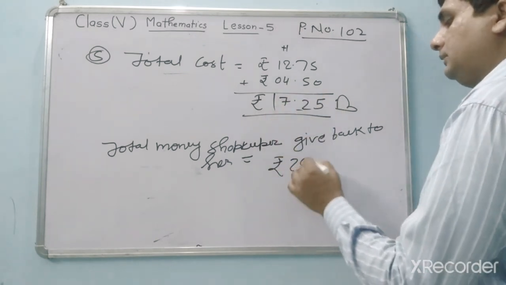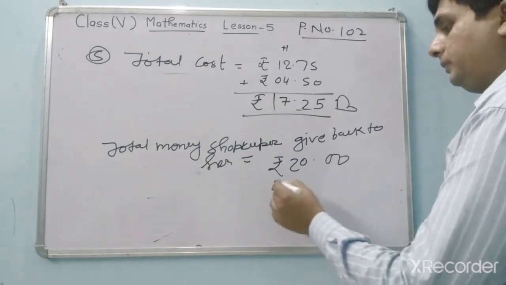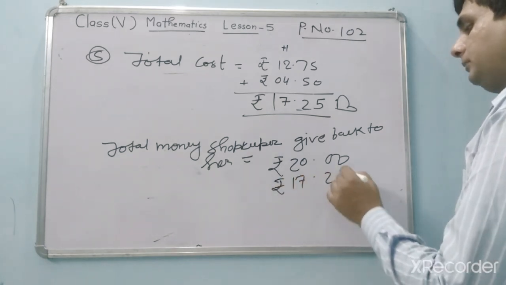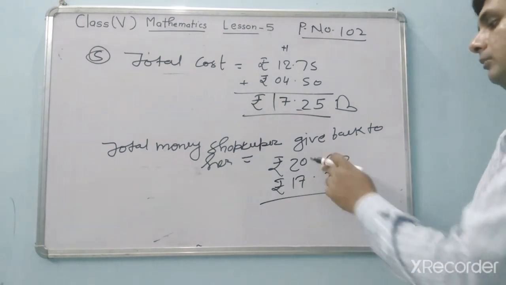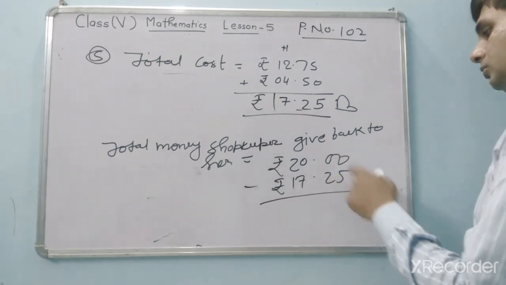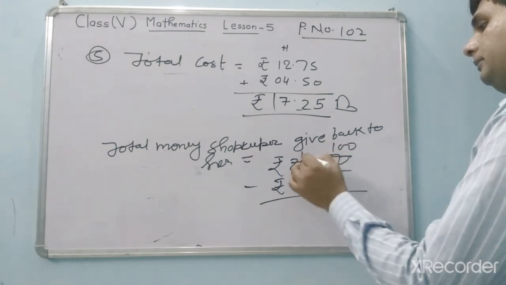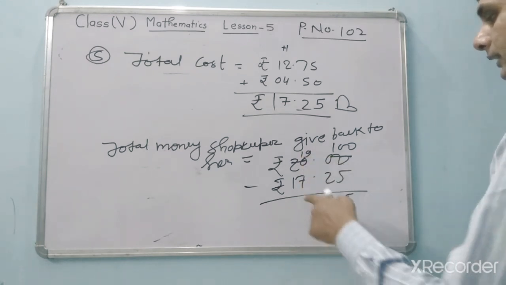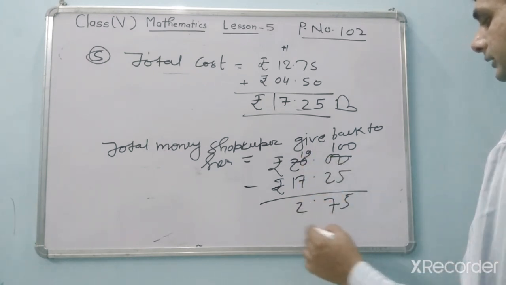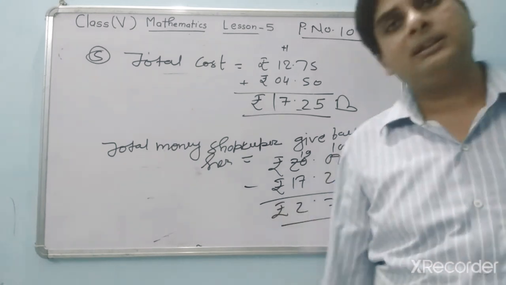How much she is giving to the shopkeeper? Rupees 20.00 and rupees 17.25. This is the money the shopkeeper will take. So how much will they return? Here minus, what will be? So here will be 100 and here will be 19. So here will be what? 75, and here 19 minus 17, 2. So rupees 2.75 the shopkeeper will return.